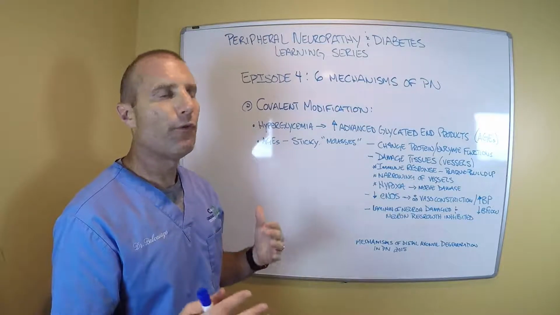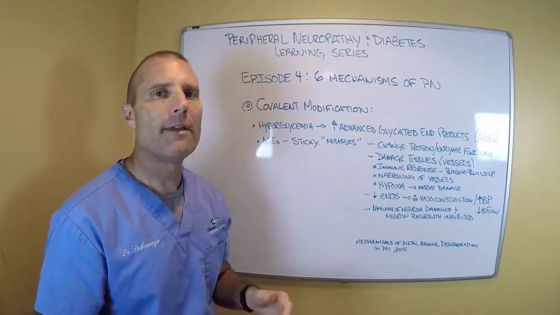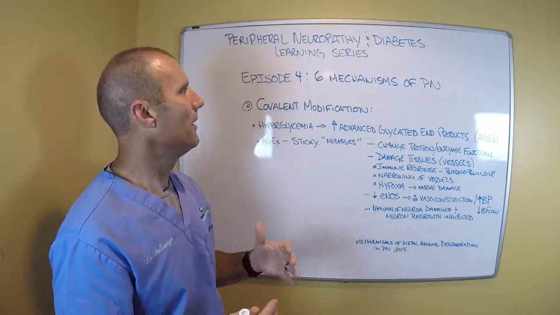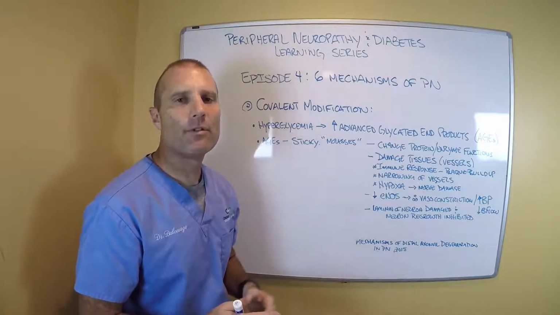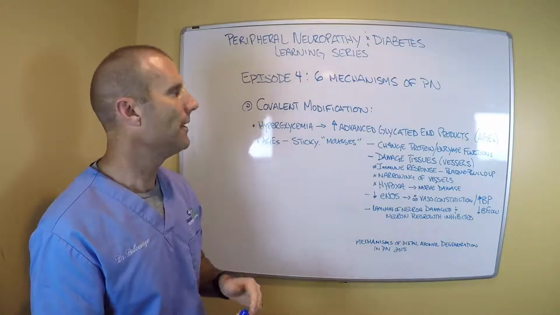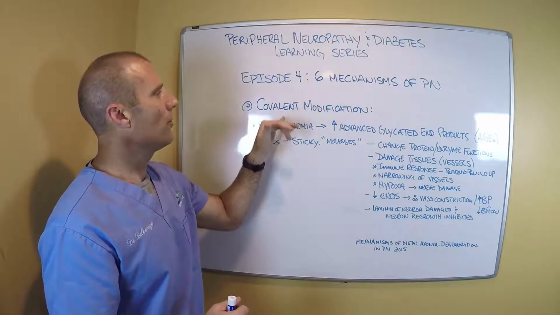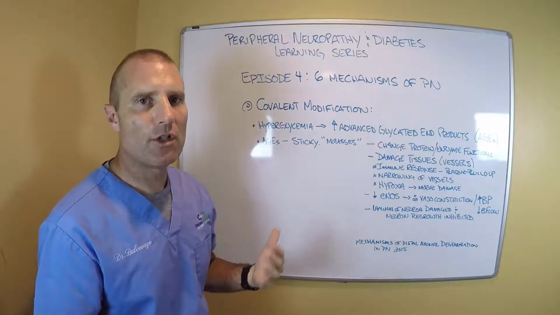We're back for episode 4 of the Peripheral Neuropathy and Diabetes Learning Series. Today I want to talk about the second of the 6 mechanisms that I talked about in episode 2 that cause peripheral neuropathy. So this one is called covalent modification, or changes in covalent modification.